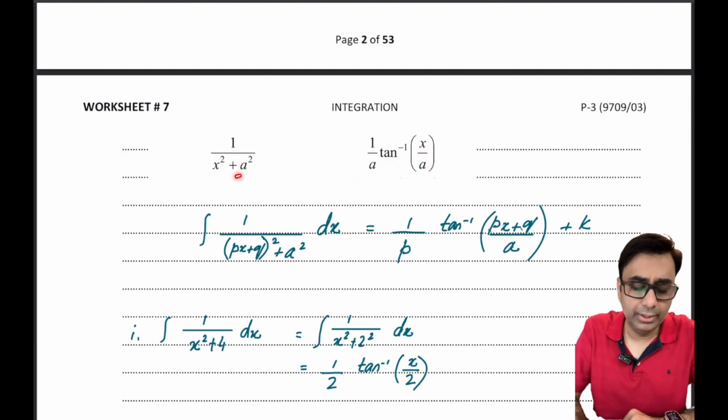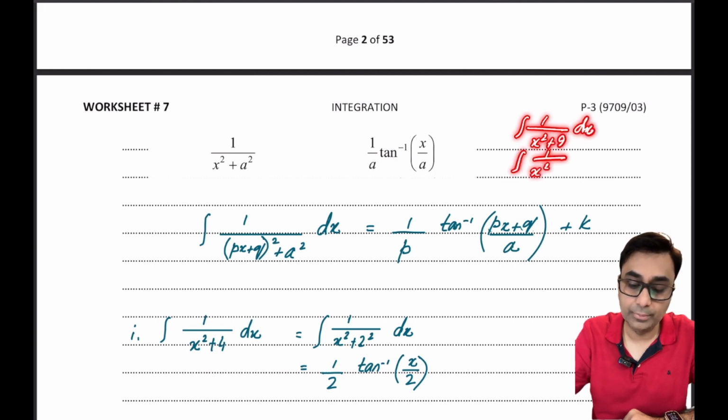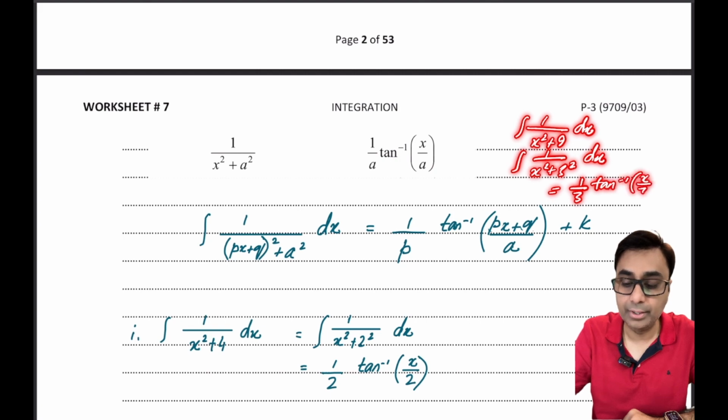So if it's a perfect square, that's fine. Like for example, if you have to integrate 1 upon x squared plus 9, you can write that down as 1 upon x squared plus 3 squared dx, and then apply the formula, and then you can say it's going to become 1 upon 3 tan inverse x upon 3 plus c.